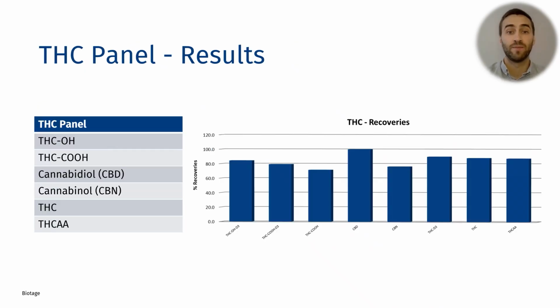For the THC panel, results were similar. So we looked at THC plus some metabolites, the hydroxy and the carboxylic acid, as well as cannabidiol and cannabinol. And here, the recoveries again were 80-100% for the majority of the analytes. RSDs were less than 10%, and again, minimal ion suppression was seen.